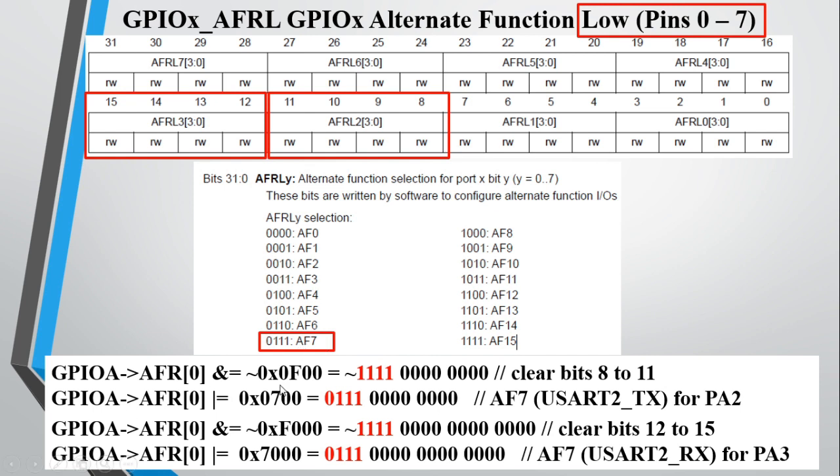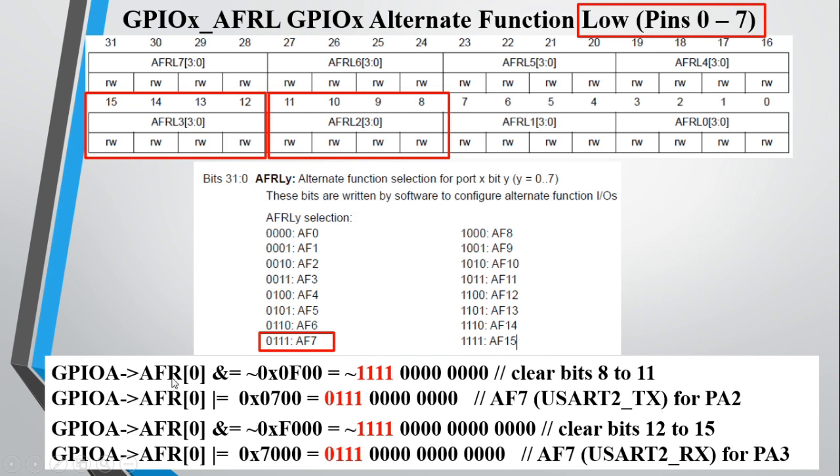In the first step, I am writing AND equal to tilde of 0x0F00. That means tilde of 1111 followed by 8 zeros, which means we are clearing bit number 8 to 11, that is 8, 9, 10 and 11. Then you are writing OR equal to 0x700. What does 7 mean? 0111. That means bit numbers 10, 9 and 8 will be set and bit number 11 will be clear. So by writing 0111 to bit number 11 to 8 you are configuring PA2 with alternate functionality 7.